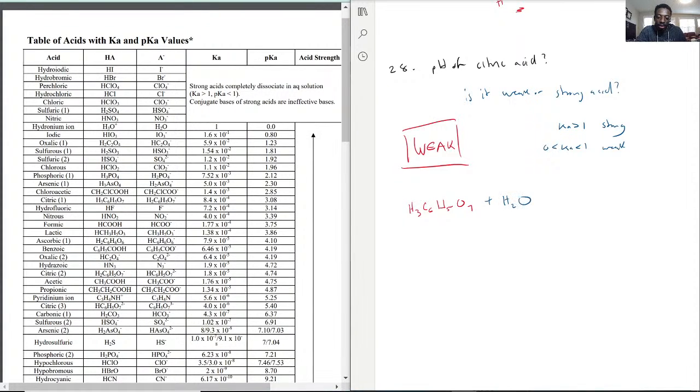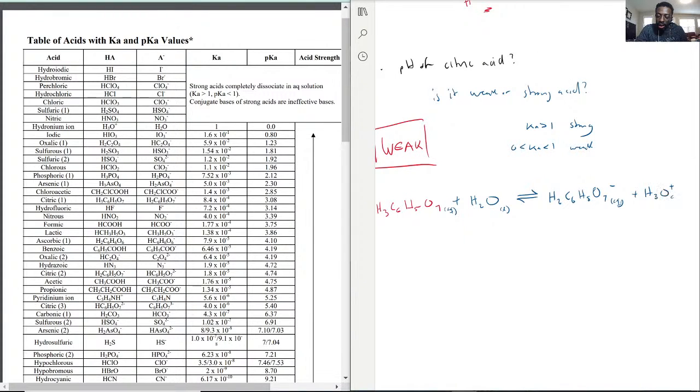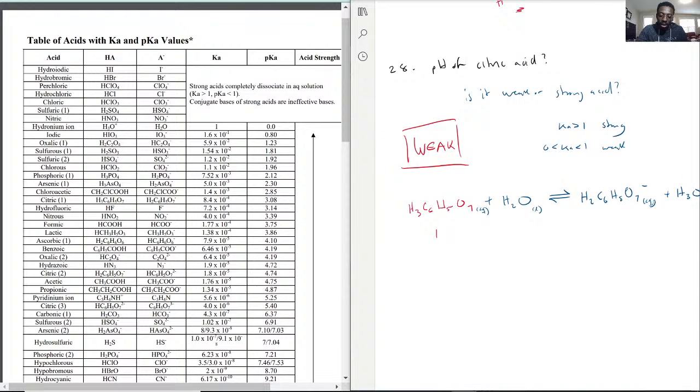Okay, so aqueous. Because it's a weak acid, we have to use this special arrow. And we have H2C6H5O7 aqueous. It lost one electron, so it's going to be minus, plus H3O plus. In fact, we can just shorten it down to where it says HA, and this would be the A minus, and this would be the H3O.